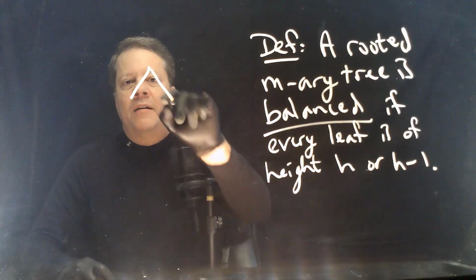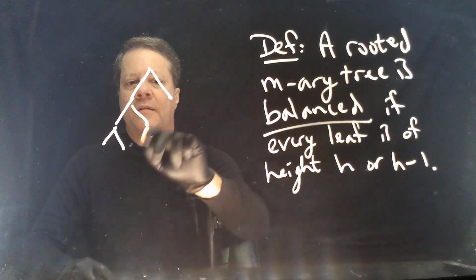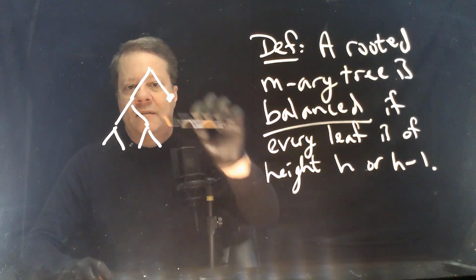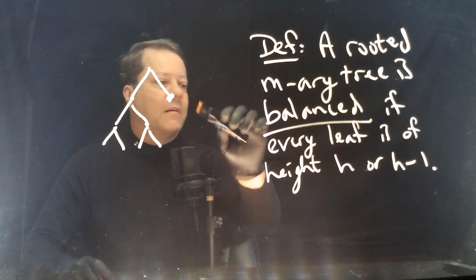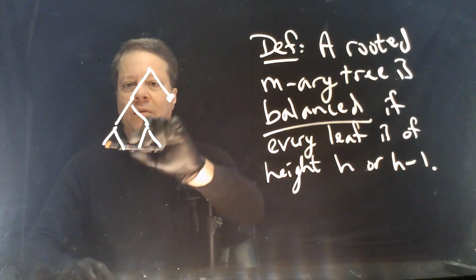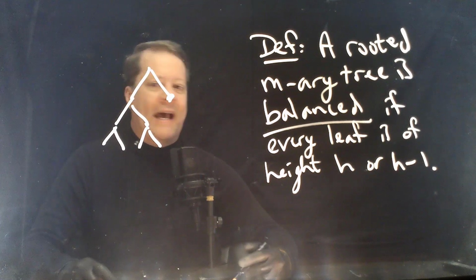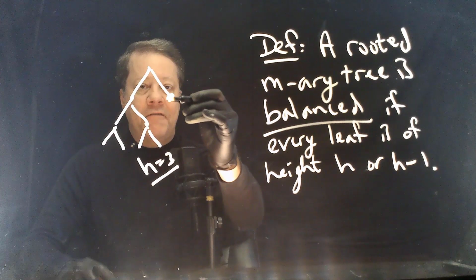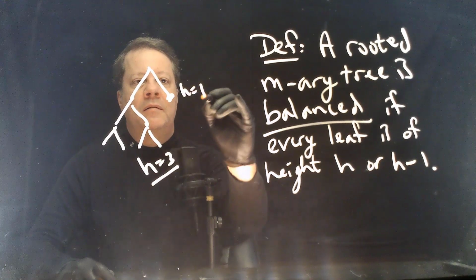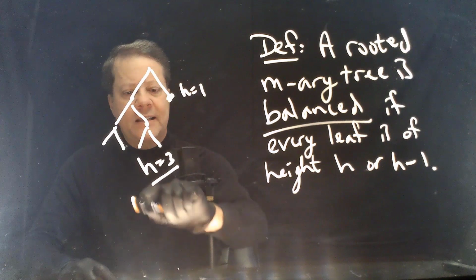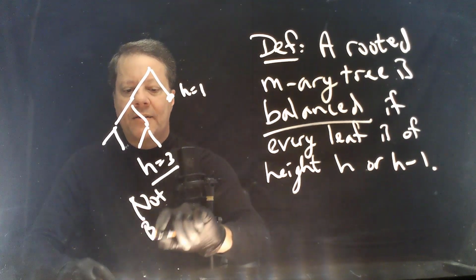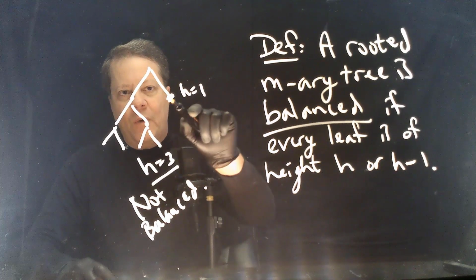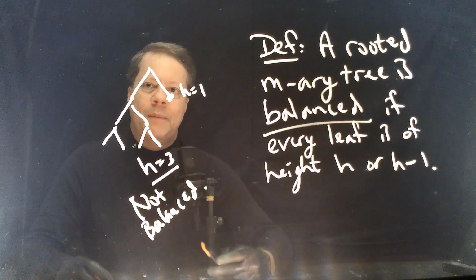But if we have something like this, this one is not of height 2 or 3. The height of the tree is 3 here, 1, 2, 3 edges back. But here you have a leaf, and it's of height 1. So it turns out this is not balanced like this. If we add one more generation here, then it would be balanced.